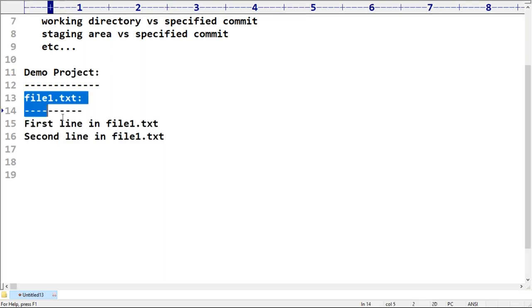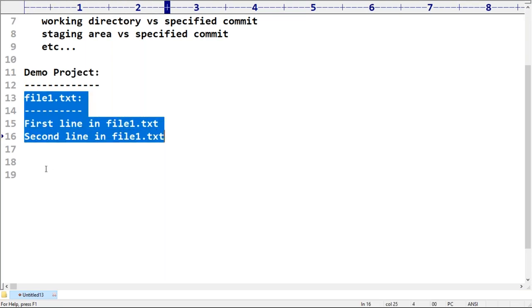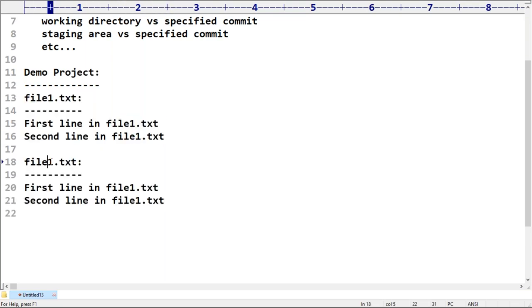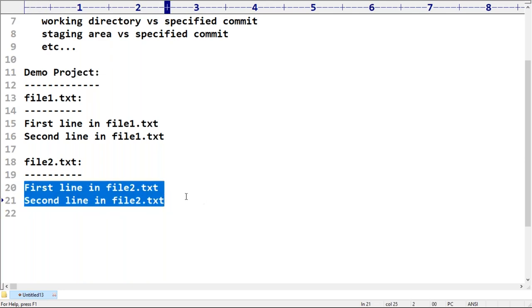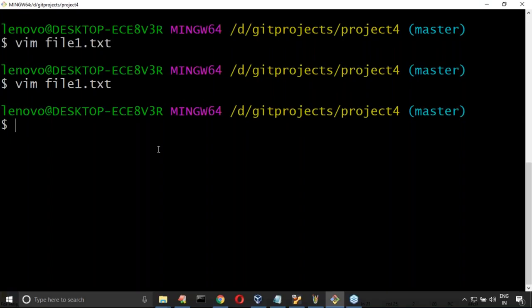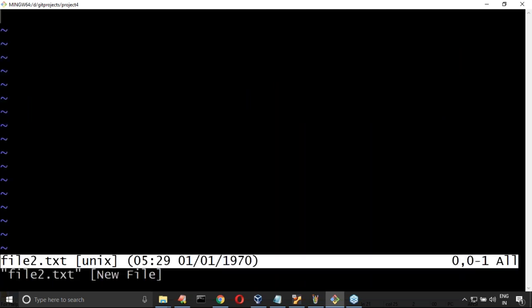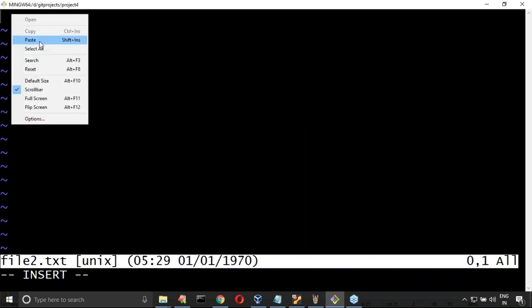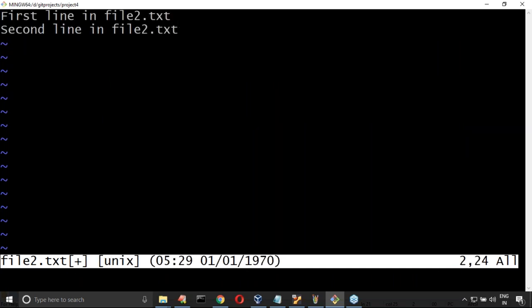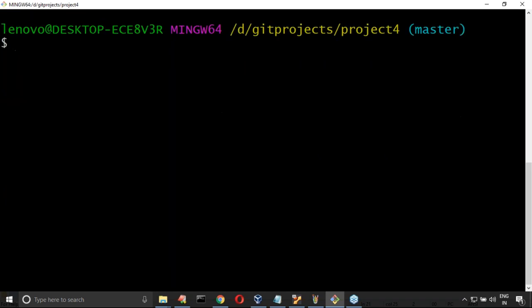Now let me create the second file, file2.txt. First line in file2.txt, second line in file2.txt. Observe that a blank line should not be there. I'm taking vim file2.txt, insert, paste, and then :wq. That's all, sir. How many files did we create?